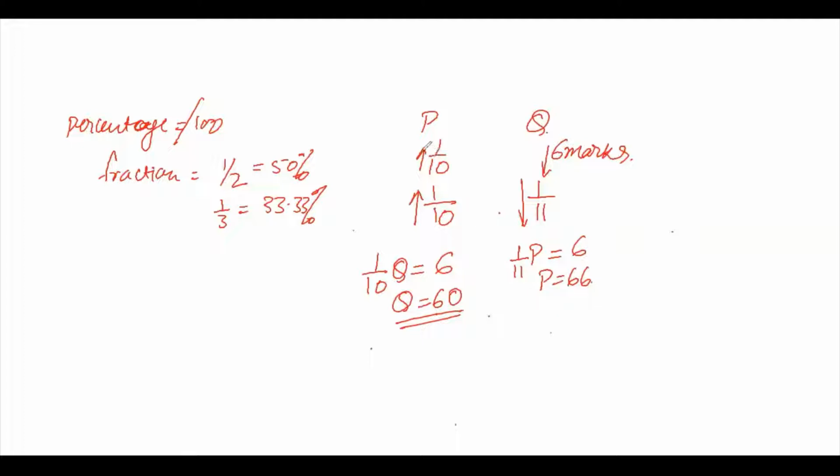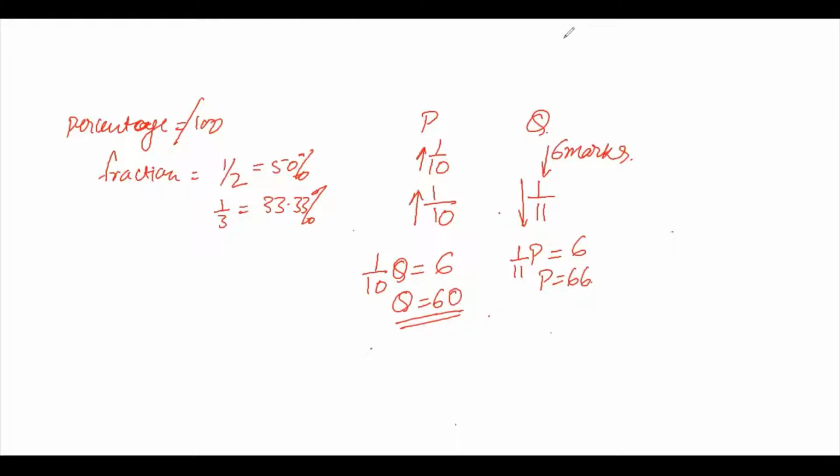P has got, understand this, 1/10th more than Q, which is equal to 6. Why? Because if Q is scoring 6 less than P, P must also be scoring 6 more than Q. So that is the reason why you could say 1/10th of Q is equal to 6, where Q comes out to be 60. And P is, of course, 6 more than Q. So the answer will come out to be 66.